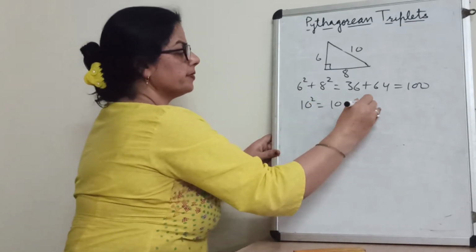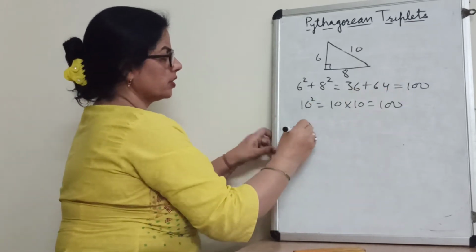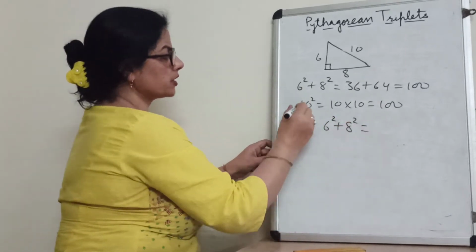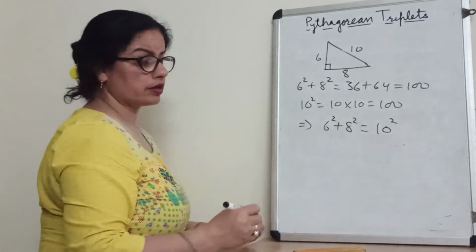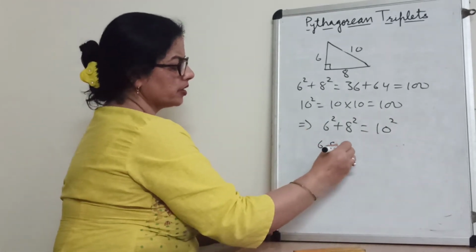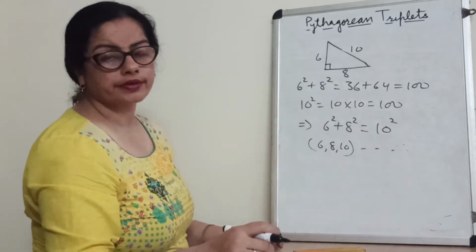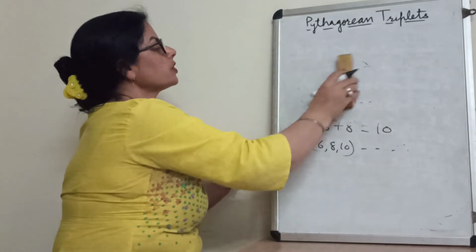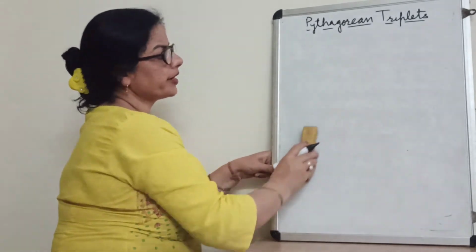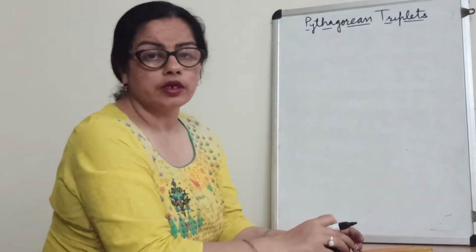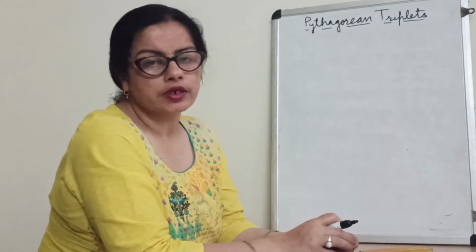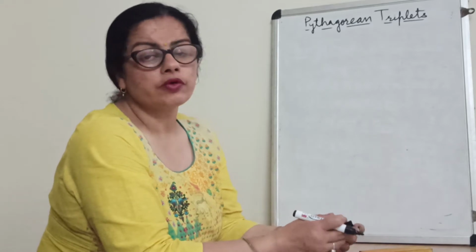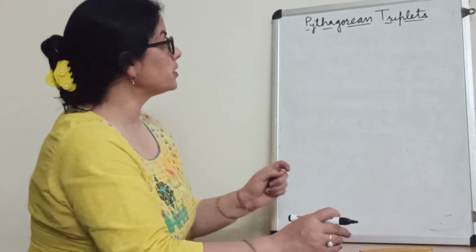10 10s are 100. It means the value of 6 square plus 8 square is the same as the value of 10 square. So we can say 6, 8, 10 is a Pythagorean triplet. Is it clear? So if the sum of squares of two sides is equal to the square of the third side, it means these three numbers form a Pythagorean triplet. In this way we can make so many Pythagorean triplets ourselves also. See what is the way.